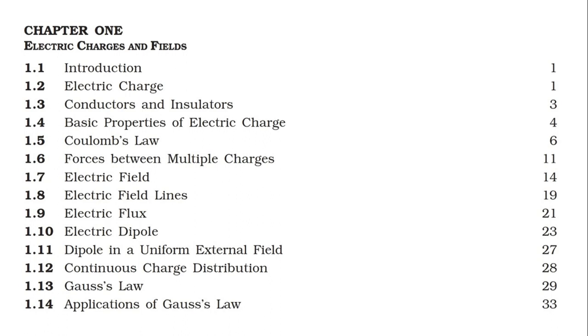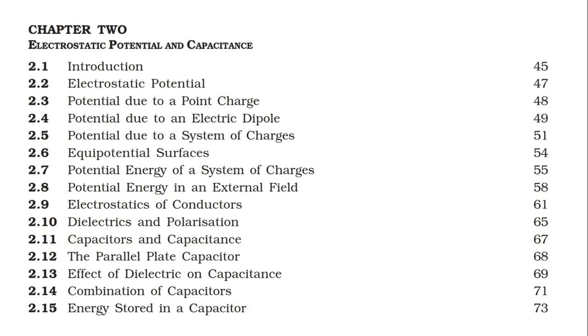Total 14 subtopics. Chapter number 2, electrostatic potential and capacitance. Subtopics: introduction, electrostatic potential, potential due to a point charge, potential due to an electric dipole, potential due to a system of charges, equipotential surfaces, potential energy of a system of charges, potential energy in an external field, electrostatics of conductors, dielectrics and polarization, capacitors and capacitance, the parallel plate capacitor, effect of dielectric on capacitance, combination of capacitors, energy stored in a capacitor. Total 15 subtopics.